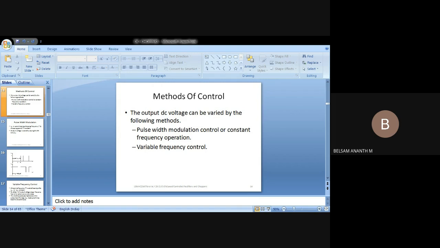The output of DC voltage can be varied by the following methods: pulse width modulation, PWM. We may call it capital P, capital W, capital M, pulse width modulation. There are some more techniques. People may call it sinusoidal pulse width, asymmetrical pulse width, then pulse width cosine type. These are various other pulse width modulations also available. Normally PWM, then asymmetrical PWM, then sinusoidal pulse width modulation, SPWM. These are all the various modulation techniques.